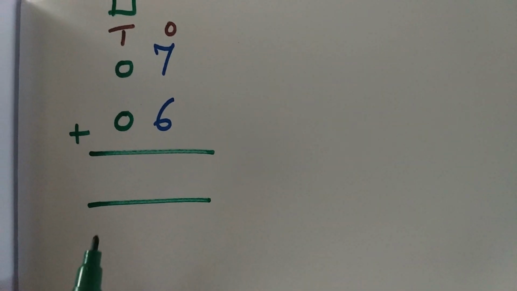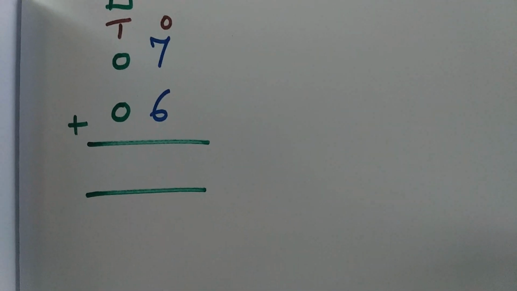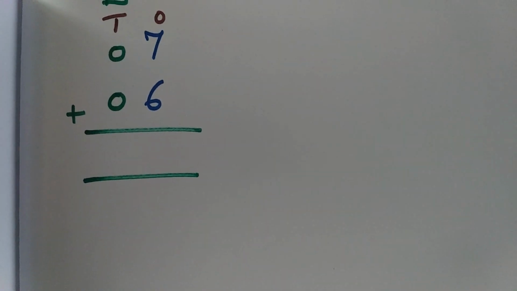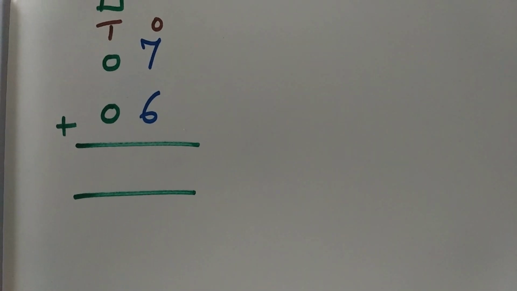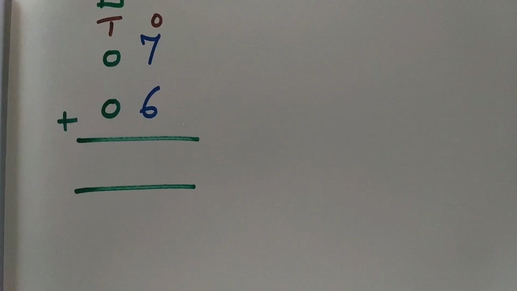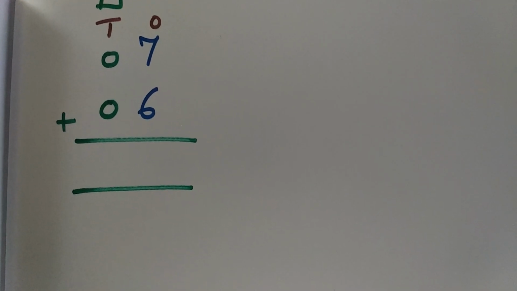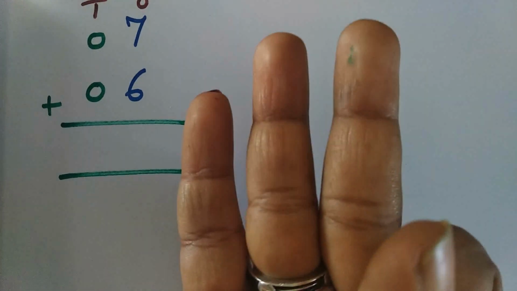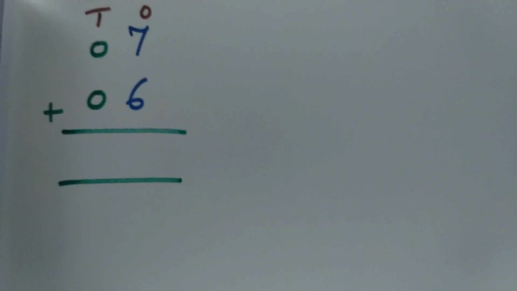Okay, for addition, 7 in the mind, 6 in the fingers. So after 7, you have to leave 6 fingers. Everyone leave 6 fingers in your hand. Yes. Now count along with me. 7 in the mind, 6 in the fingers. After 7, 8, 9, 10, 11, 12, 6 fingers, 13.